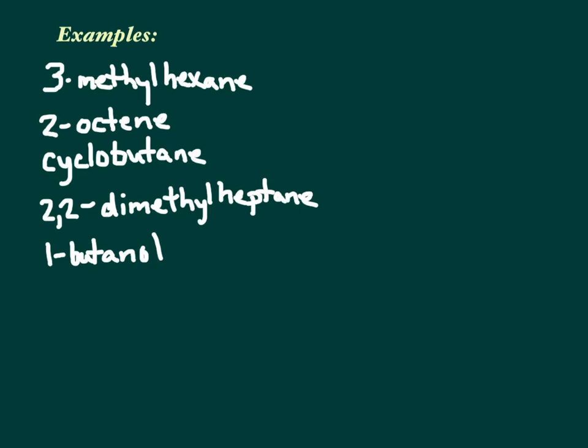Some examples on how to draw these. 3-methylhexane. I always start with the base unit, and so the base is hexane right here. And so hexane means it has 6 carbons, all single bond. I'm just going to draw the skeleton equation. There's 6 carbons, and then on carbon number 3, there's a methyl group. That means 1 carbon on carbon number 3. I could have drawn it on top or bottom.